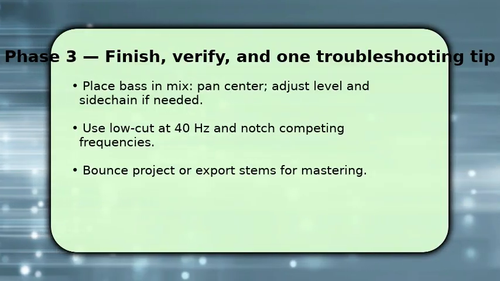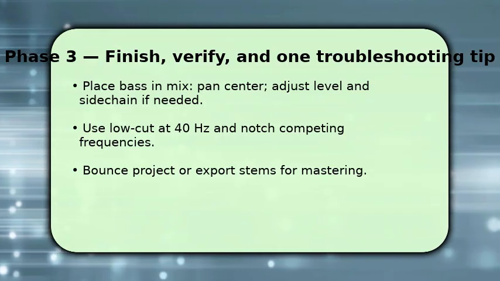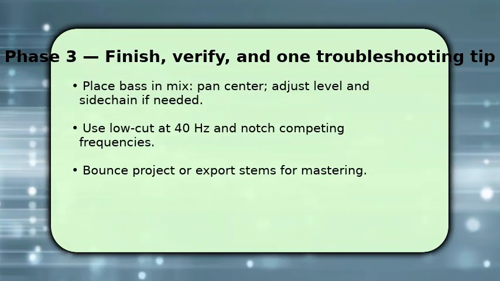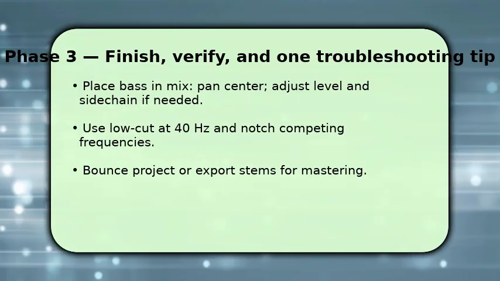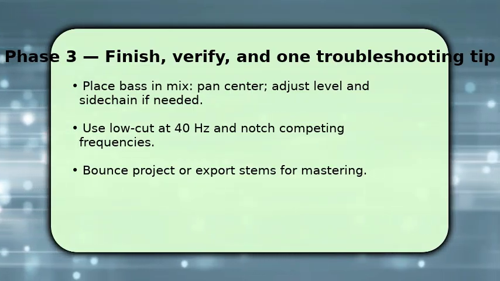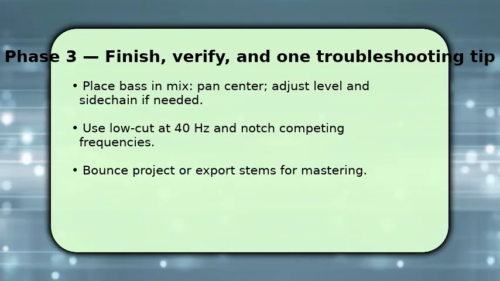Check in mono to ensure phase coherence. If problems appear, flip phase or adjust plugin order. Then bounce the track or export stems at project bit depth. If distortion or latency occurs, increase buffer or freeze track.